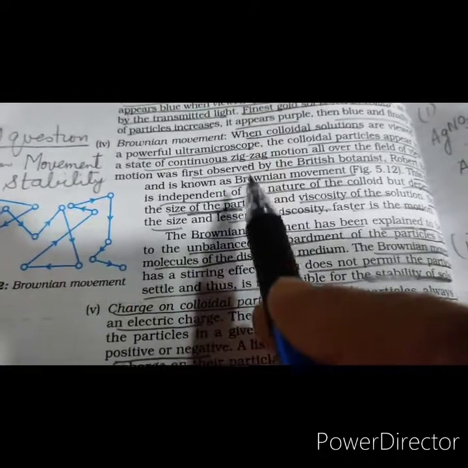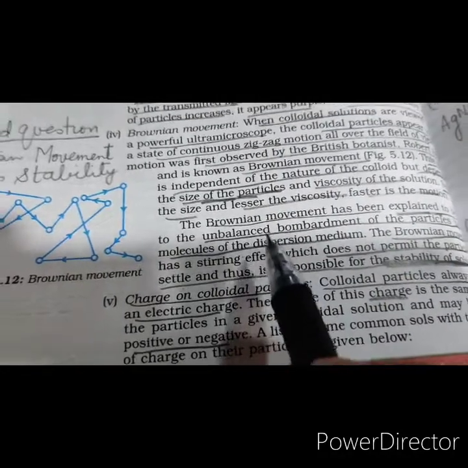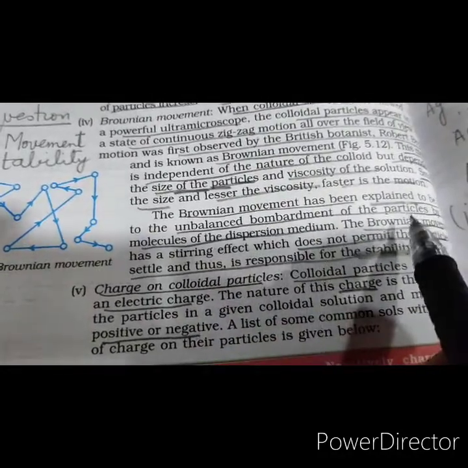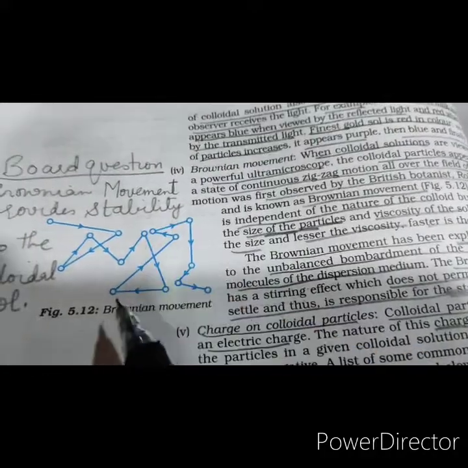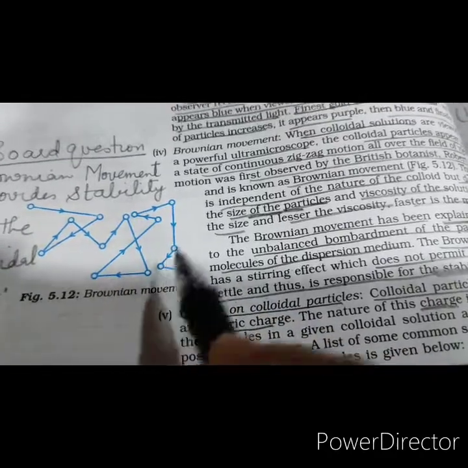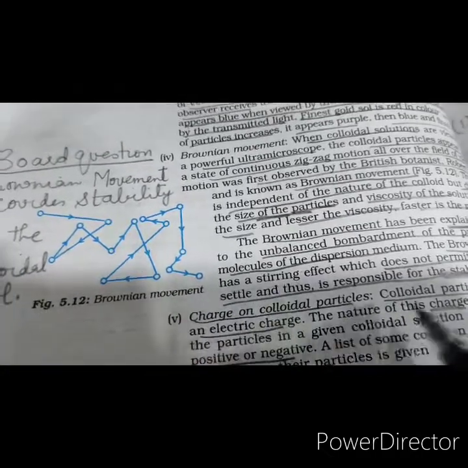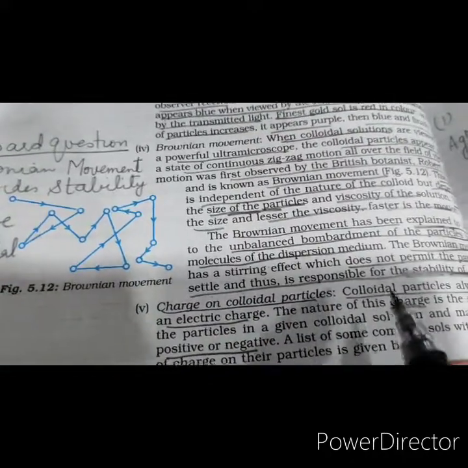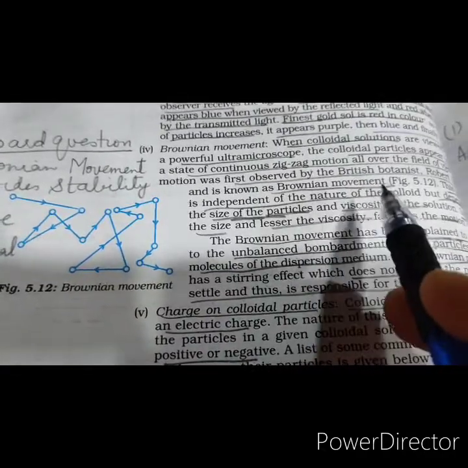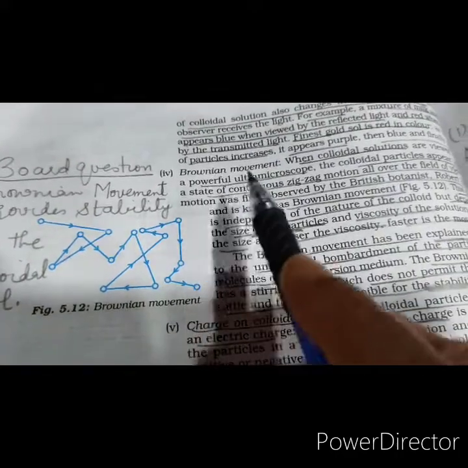It is the zigzag motion of the particles. This zigzag motion of the particle is because of the unbalanced bombardment of particles by the molecules of the dispersion medium. That is, the molecules of the dispersion medium keep on hitting these colloidal particles, and as a result they have zigzag motion. This zigzag motion is very important because it does not allow the particles to settle down, and hence it is responsible for the stability of the sol. This was discovered by a British botanist, Robert Brown, and that is why it has been given the name Brownian movement.